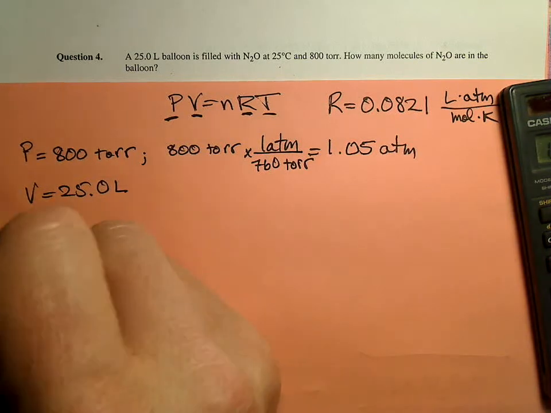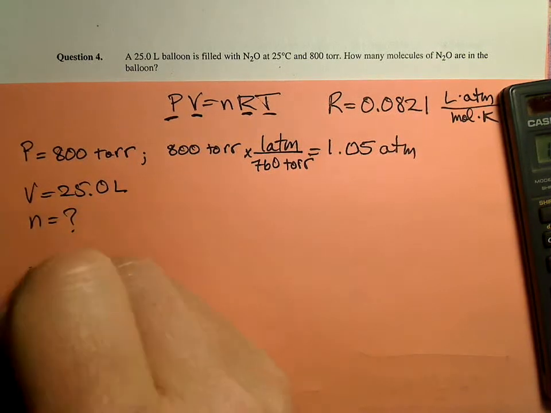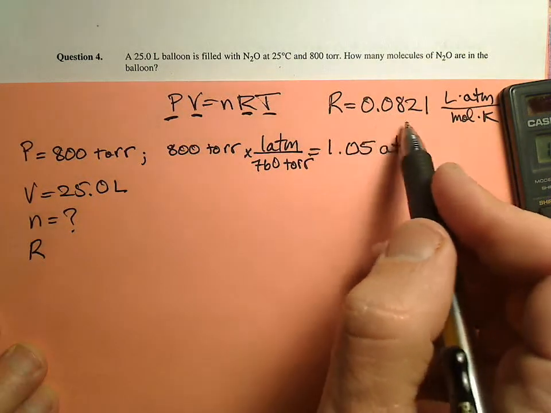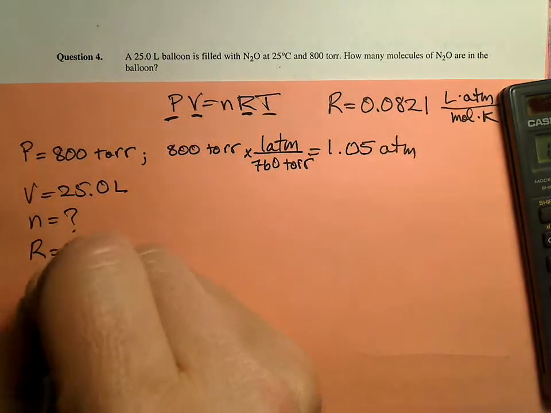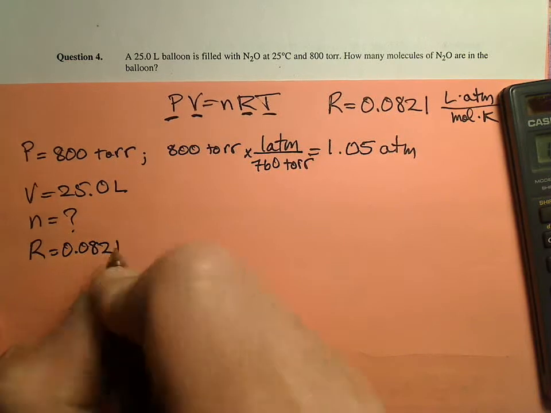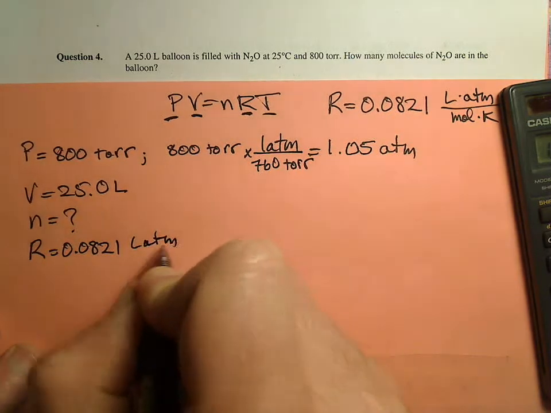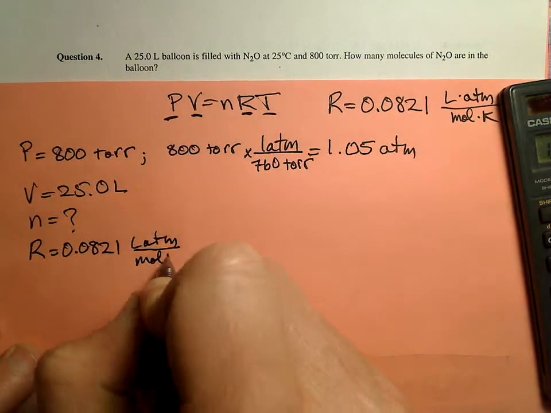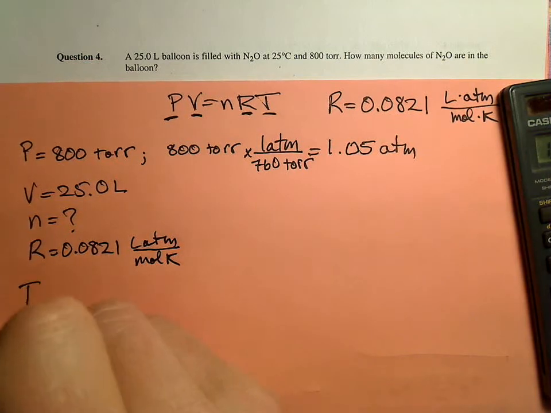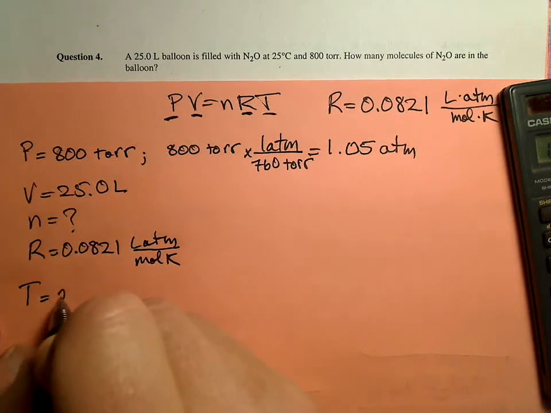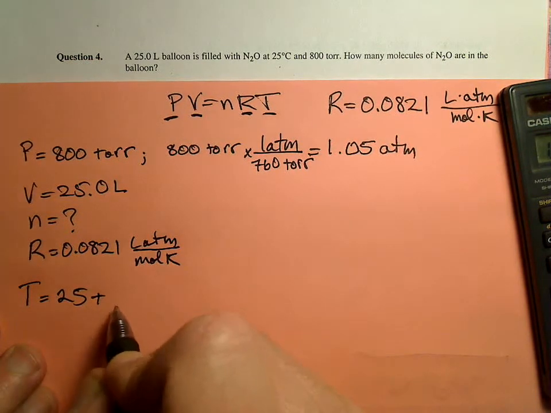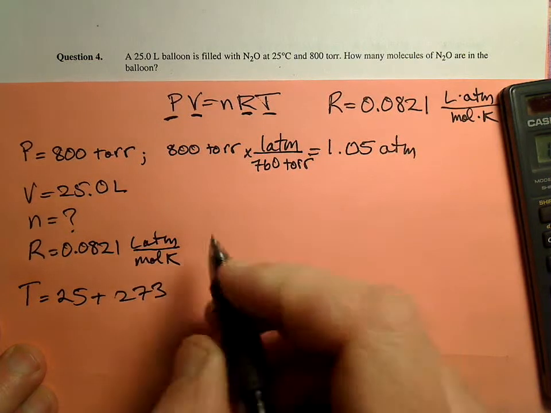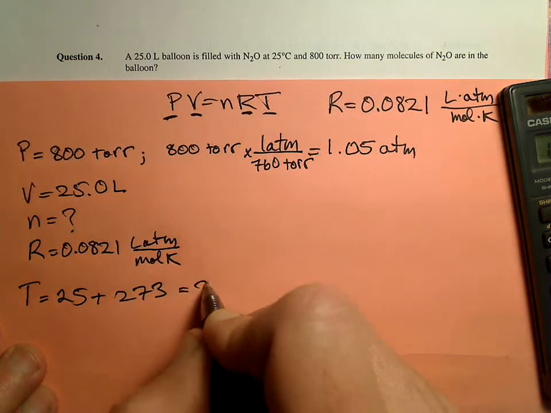All right, volume is 25 liters, and we don't know what n is. R we know is 0.0821. And T is equal to 25 plus 273. Remember, we're converting it into kelvins.